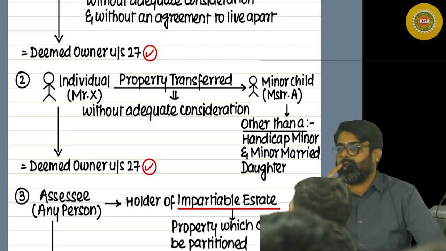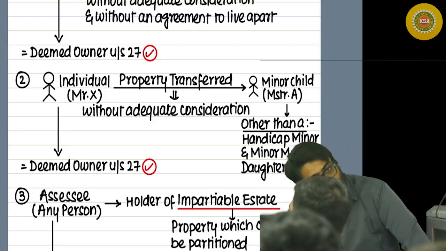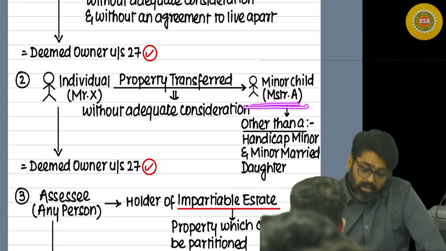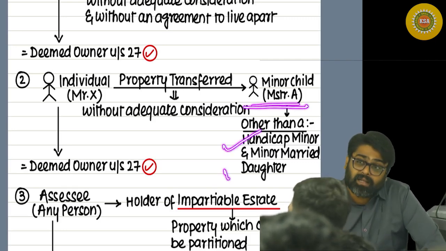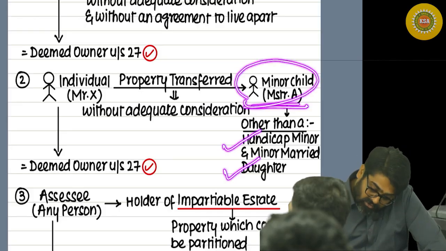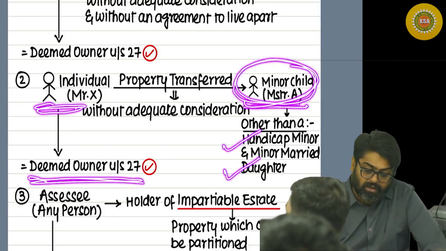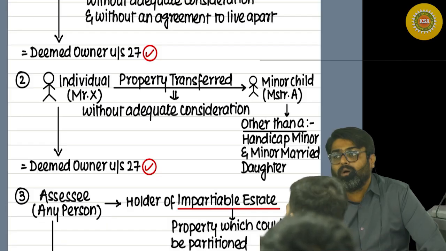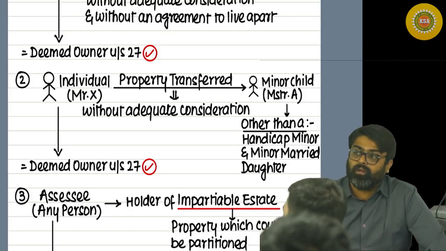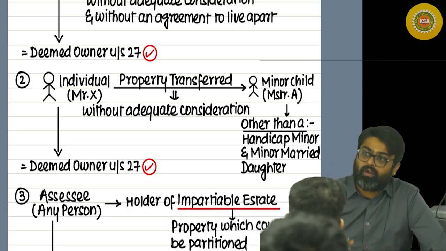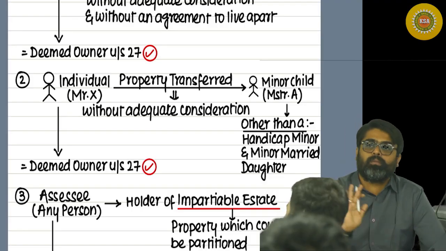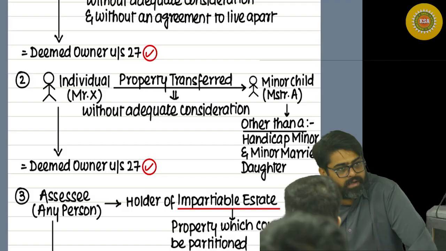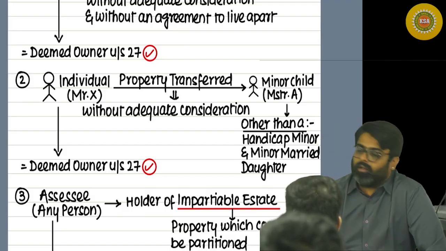The logic you will get in clubbing. Right now I will not give you logic. Okay? Only remember, any minor, other than handicapped, other than minor married daughter. To this minor, if you have transferred, only then you are treated as deemed owner. Yes or no? But if you have transferred to a handicapped minor, you will not be treated as deemed owner. If you have transferred to a minor married daughter, you will not be treated as deemed owner. And why that is done, I will tell you in clubbing. Don't worry about that. Okay? Hello sir? So two cases.